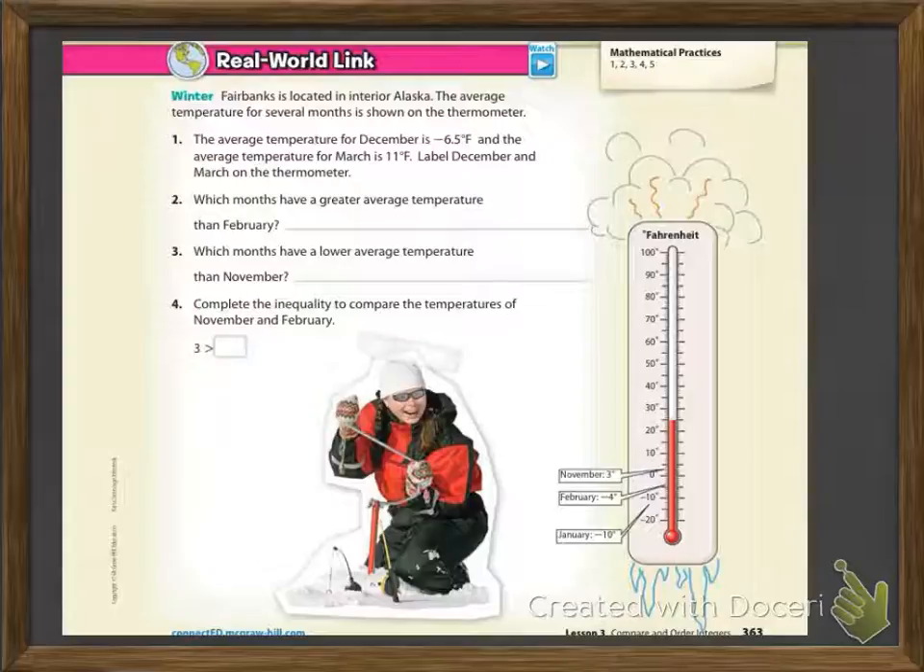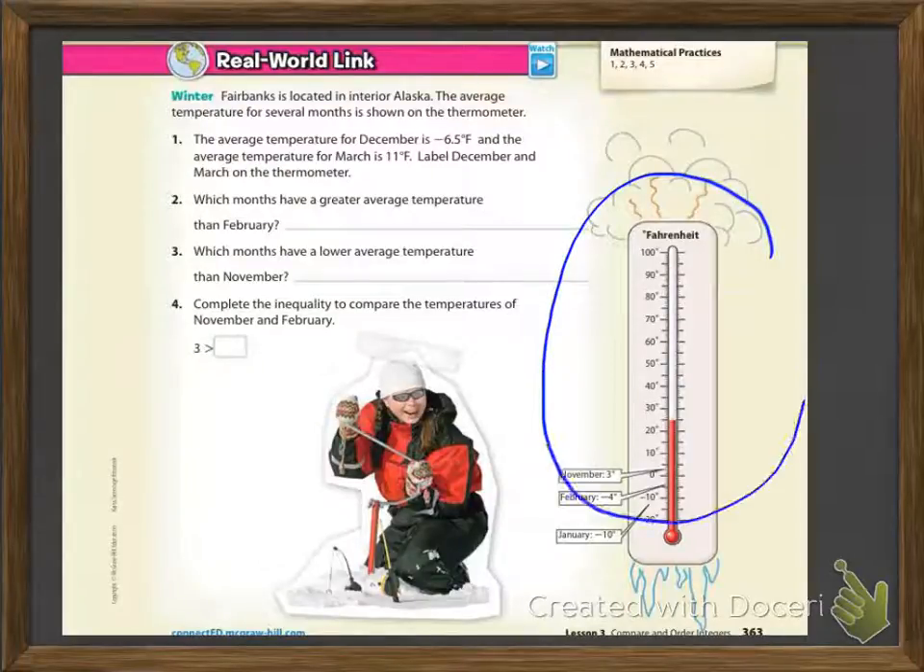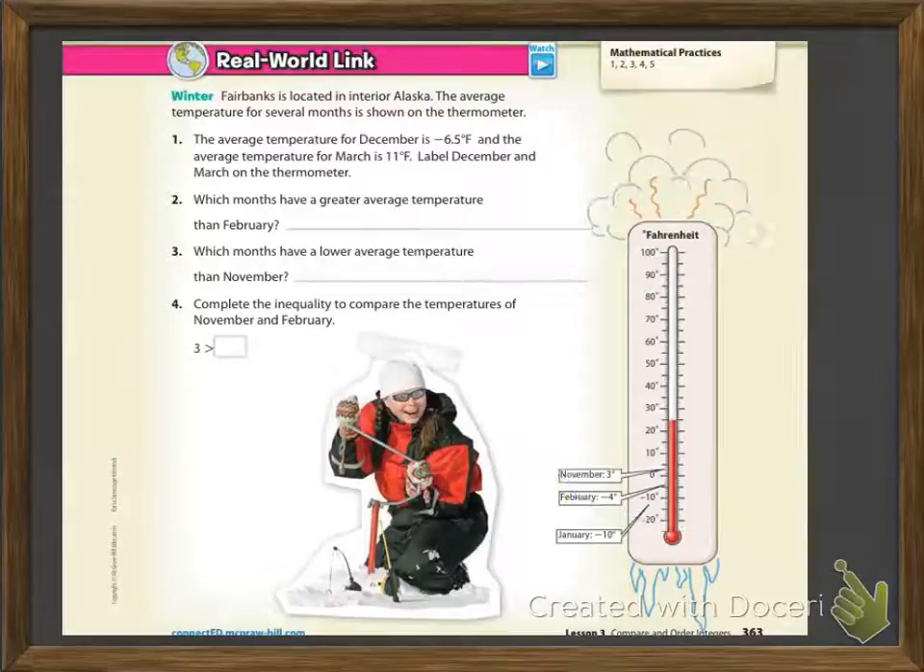Alright, so let's go ahead and look at the real world link down below. It says winter. Fairbanks is located in interior Alaska. The average temperature for several months is shown on the thermometer. So you want to look over in this thermometer over here that I just circled. It already lists the temperatures for January, February, and November.